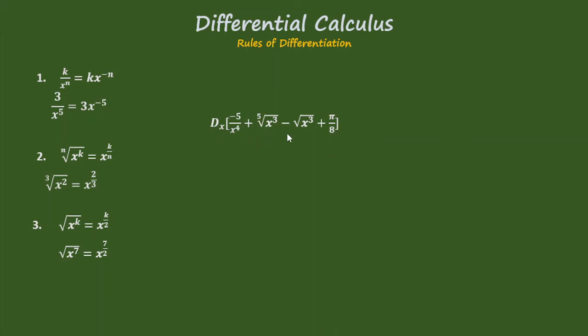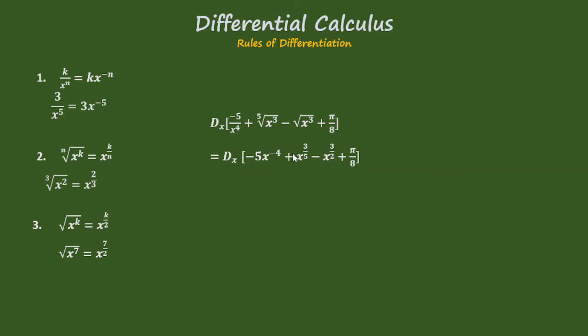Now, before you find the derivative of this function, these terms are not in the standard form. So the best approach is to use these rules or laws of the exponents in order to simplify this before you find the derivative. So we can simplify this to be minus 5x to the exponent minus 4. We simplify that to be x to the exponent 3 over 5. We simplify that to be x to the 3 over 2, and then we leave this.